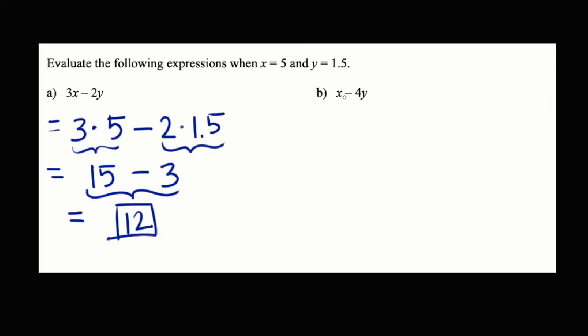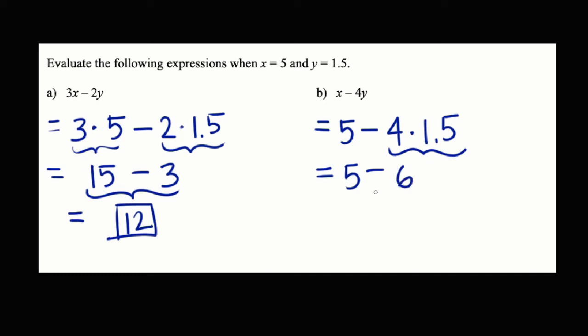Over here, I have x, so that's going to be 5 minus 4 times 1.5. So this is 5 minus, I'm going to do my multiplication. 4 times 1.5 is 6, so I have 5 minus 6, which is going to land me in the negatives. So my answer to this one is -1.